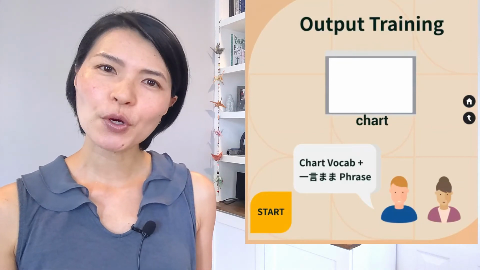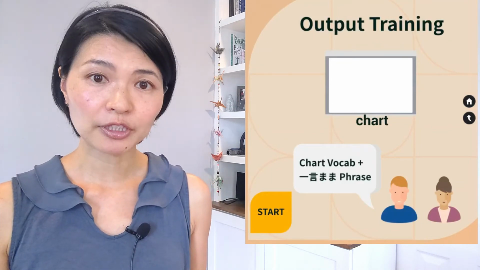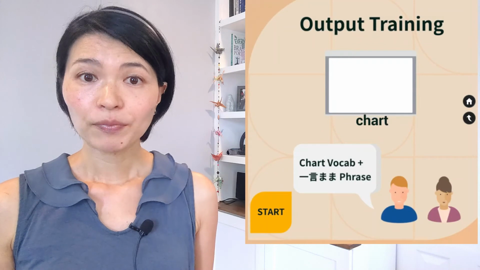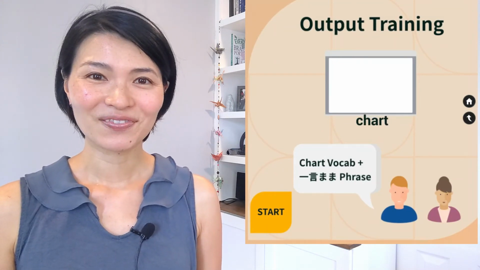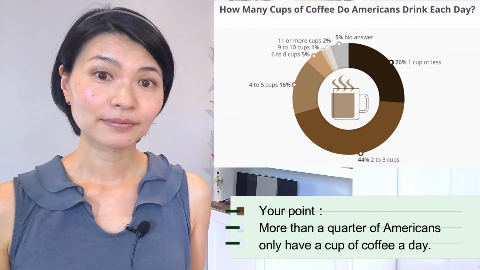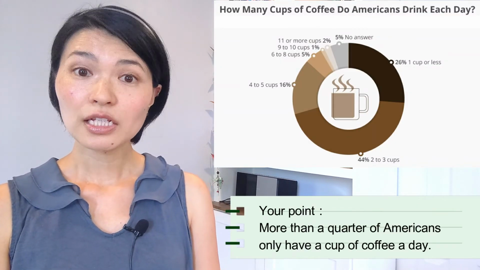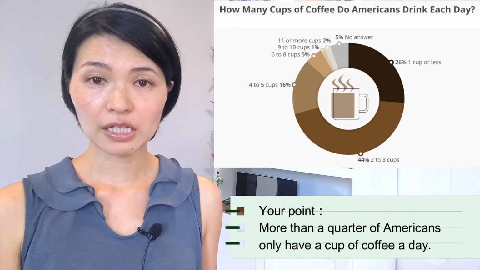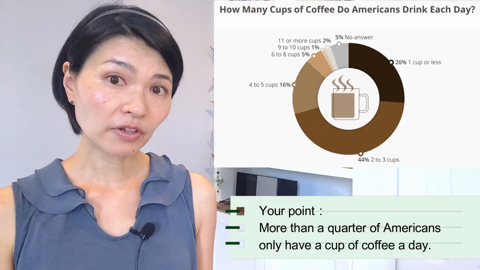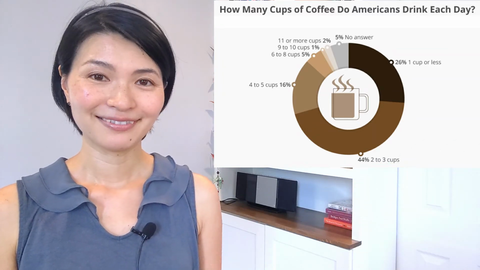Because I want you to focus on using the vocabulary and the mama phrases, I will give you the content of the description. So for example, when you see this, you say, this pie chart shows that more than a quarter of Americans only have a cup of coffee a day. You have 10 seconds. Ready? Let's start.